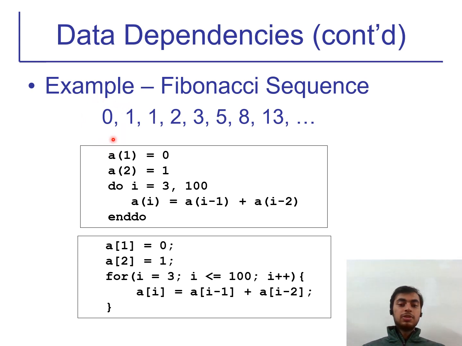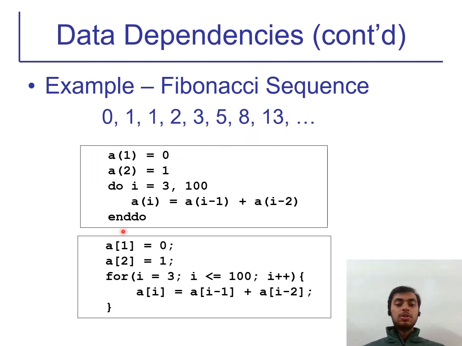So what is first? Let's look at what the Fibonacci sequence is. This is 0, 1, 1, 2, 3, 5, 8, 13. We can see every element of the Fibonacci sequence is the sum of the previous two elements. Let's look at it: 13. 13 is the sum of 5 plus 8.